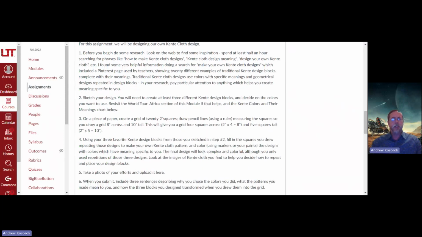Do your research. Spend at least half an hour doing searches online: how to make Kente cloth designs, the Kente cloth design meaning, design your own Kente cloth, those kinds of things. One search that I found was really good was make your own Kente cloth designs, which showed me a lot of different ways of approaching this. And I like doing that because that gives me different perspectives to evaluate and decide which one I want to use.